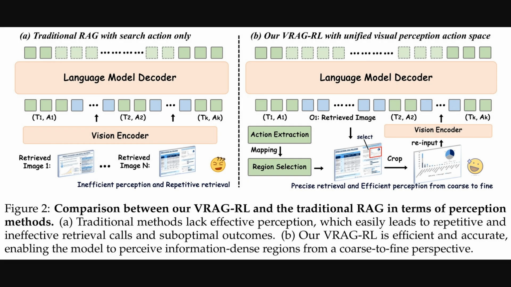And this next figure gives us a great side-by-side comparison. On the left, you have the traditional retrieval augmented generation method. It retrieves an image and just feeds the whole thing to the vision encoder, which is the part of the model that processes the visual data. This can be inefficient. But on the right, with VRAG-RL, the model can actively perceive the image. It can decide to select a specific region, crop it out, and then re-input just that detailed section for a closer look. This coarse-to-fine process is what makes the information gathering so much more precise and effective.